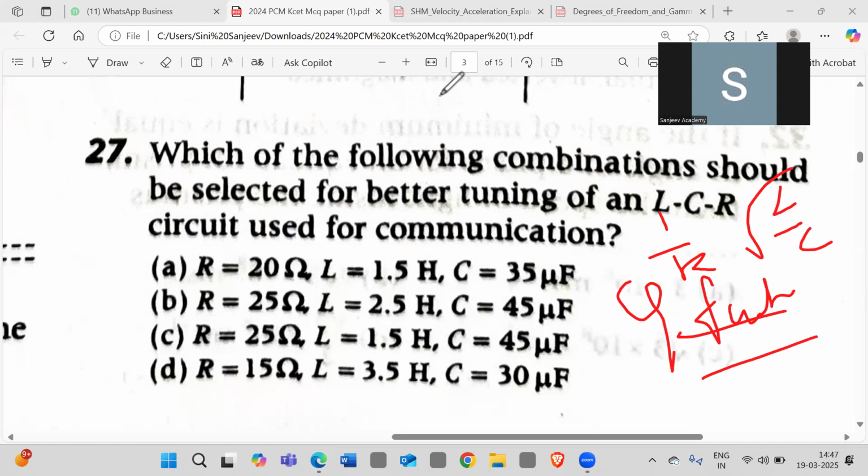If this meeting is ending, just again click the link and join back. That's it. Q factor is not deleted, it is there. Quality factor is not deleted. 1 by R root L by C. Kindly substitute in all the options and send me the working.